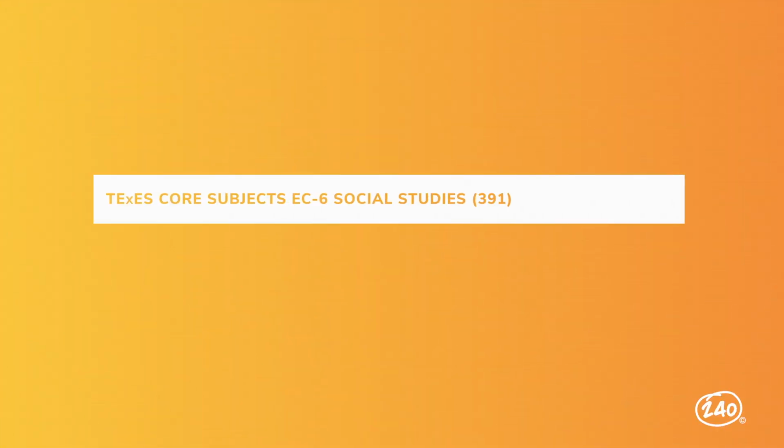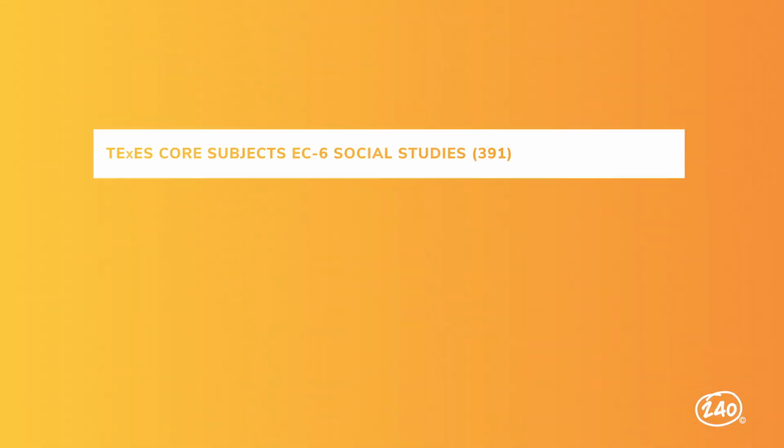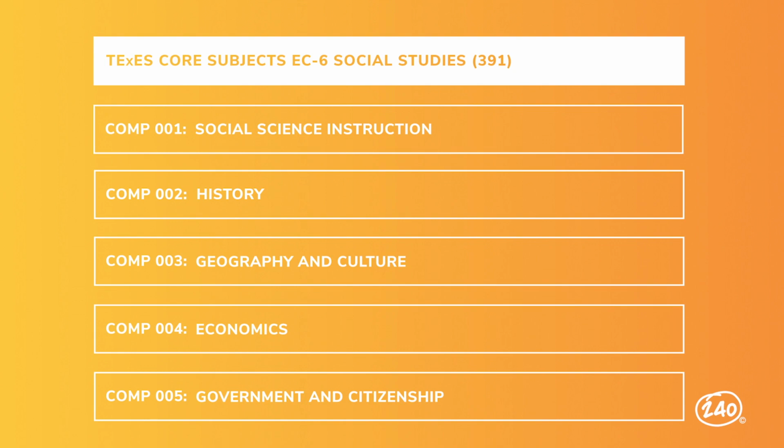Now, the core subjects EC-6 Social Studies consist of 5 areas, and the test creators call them competencies. These 5 competencies are social science instruction, history, geography and culture, economics, and finally, government and citizenship. These might seem simple, but entire college courses are taught on each one of them. Professor Roselle, I could get used to that.